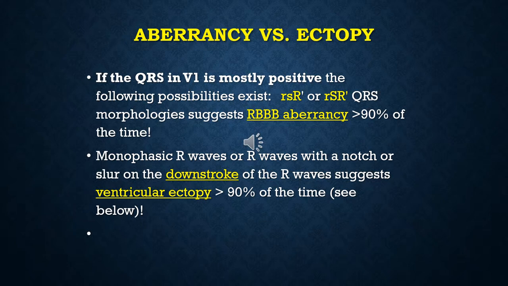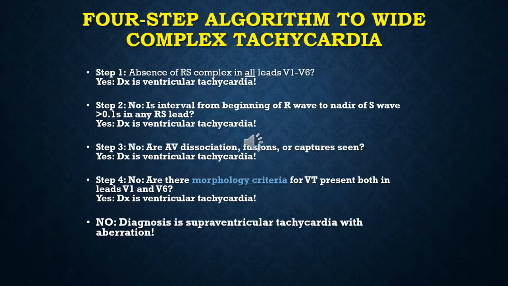Aberrancy means SVT with aberrancy or WPW. We just said this before and collected them in the last slide. Here in this slide, I give you a four-step algorithm of wide QRS tachycardia, step by step, as a summary for the previous slides: how to differentiate types of wide complex tachycardia. Is it VT or ectopy, or is it supraventricular with aberrancy?